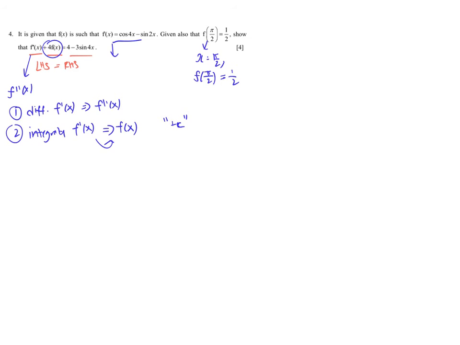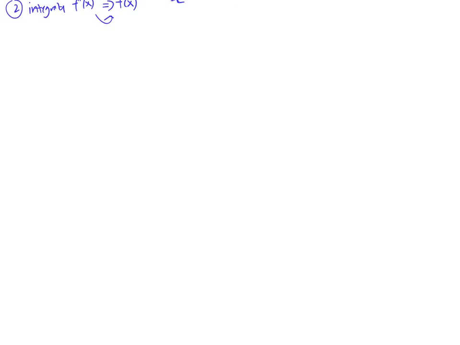Similar to our question 2, when you have a c, what do you need to do? You need to find the unique f x, right? So that's why we have the condition that when x is pi over 2, f is half, to find our c. So without further ado, let's begin the question. Let me just shift this up. First thing, I would prefer to find our f x first.